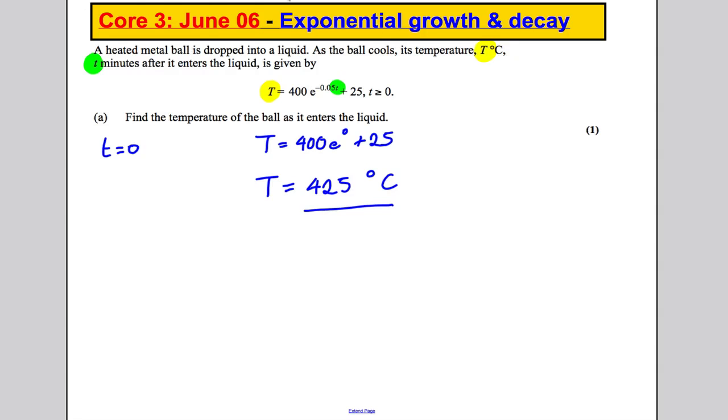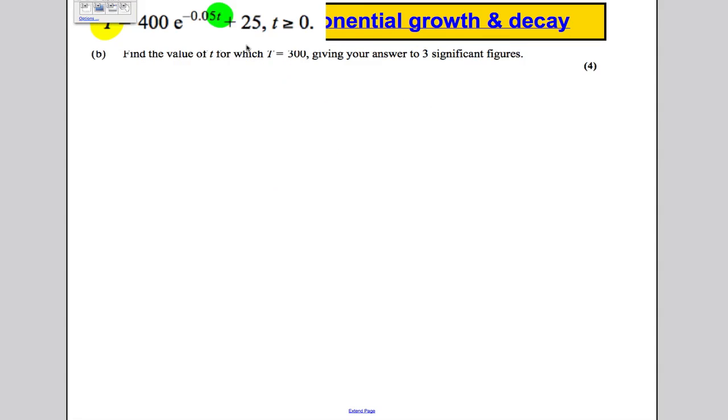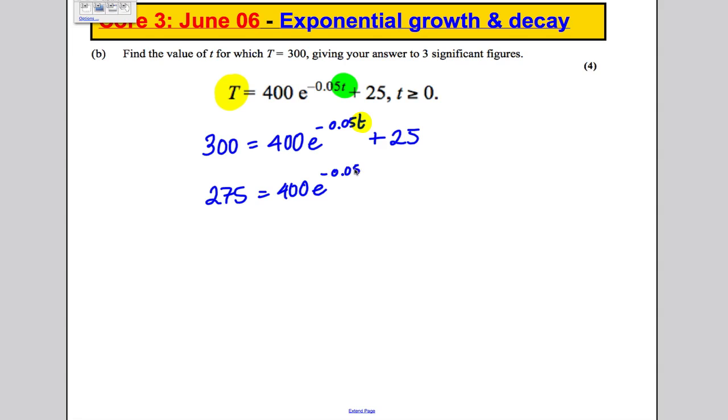So we're using this equation over here that we had on the previous slide. This is the equation for the temperature, and we're letting T be 300. So we're saying 300 is equal to 400 e to the negative 0.05 t plus 25. We want to find little t here. This is our aim, find that, to make this equation work. Subtract 25 off both sides, 275 would equal 400 e to the negative 0.05 t.